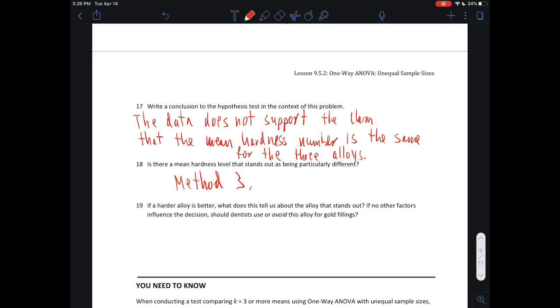And then finally, number 19. If a harder alloy is better, what does this tell us about the alloy that stands out? If no other factors influence the decision, should dentists use or avoid this alloy for gold fillings? Again, we noticed that method 3 had estimates from their confidence interval that was lower than the other two. So lower would not be better. So dentists should avoid that alloy.